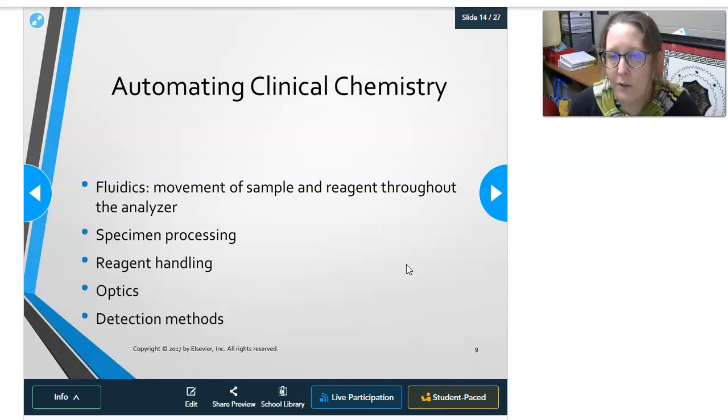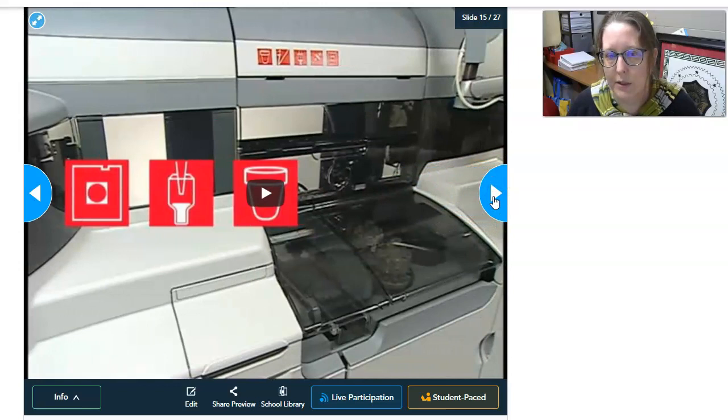In automated clinical chemistry, some systems are wet systems and some systems are dry systems. If it needs to be connected to a water supply, usually through a Millipore, and has to have a drain, then it's a wet system. If it doesn't, then it's a dry system. Within the phases of automating clinical chemistry, we're going to talk about specimen processing, reagent handling, optics, and detection methods, and we're going to cover that here one at a time.